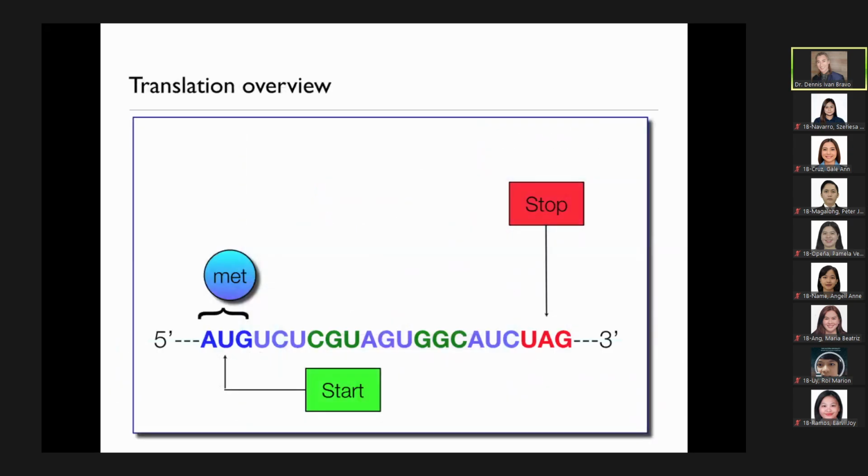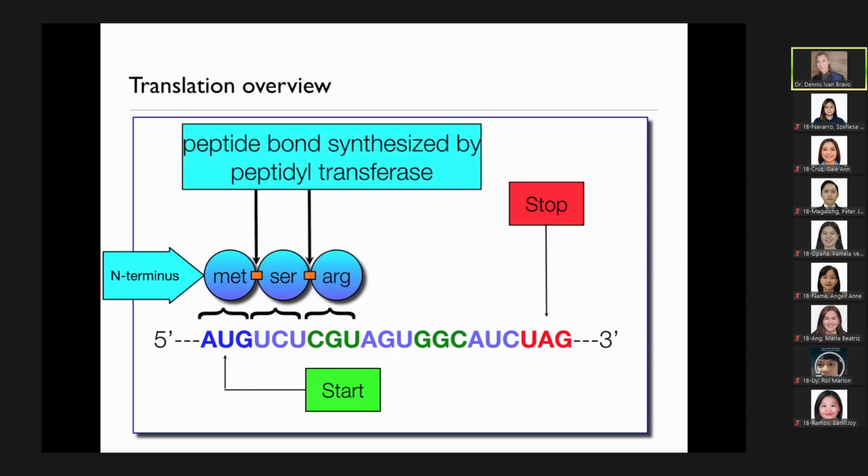So this is a simple version of translation. It starts with AUG that is located near this start codon. It also codes for methionine. The next codon specifies now the sequence of amino acids that will be incorporated into the polypeptide, with the peptide bond synthesized by the enzyme peptidyl transferase. The process ends with a stop codon. Any of the 3 stop codons may be used. If you notice, the polymerization of the polypeptide occurs from the N to the C terminus.